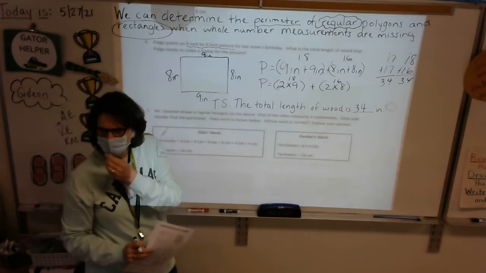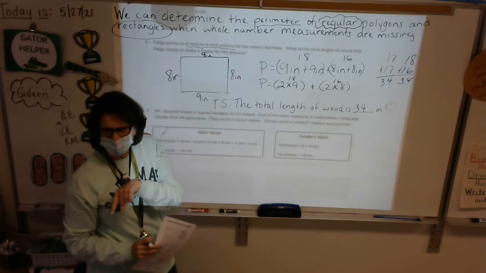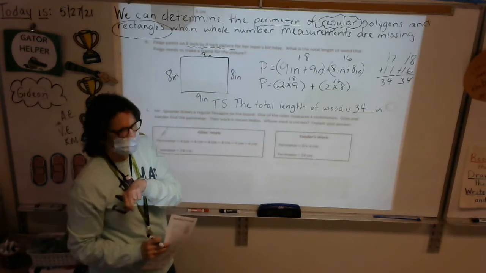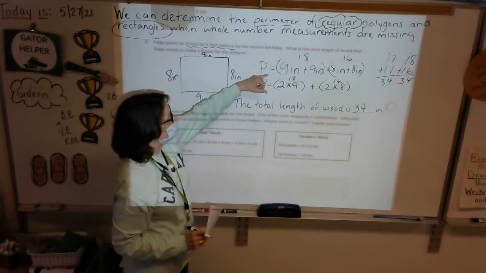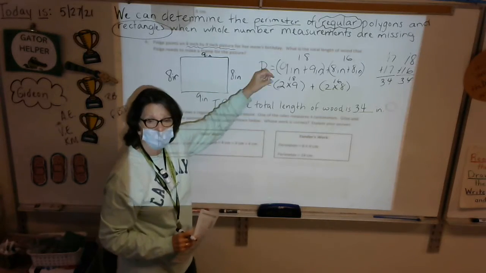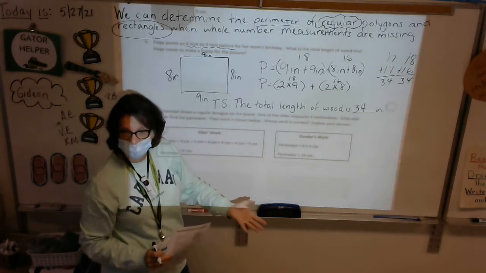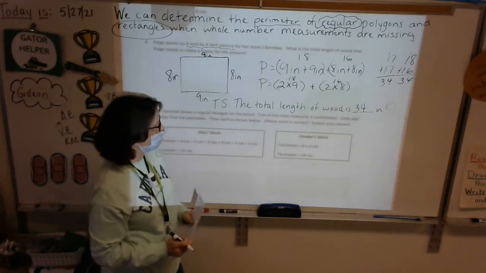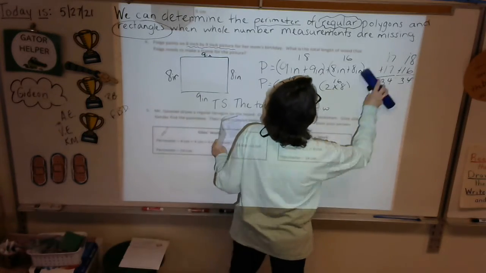How many people got 34 inches? Okay, Freya, do you understand why it's not multiplication, not 9 times 8? The easiest way really to do it is to add the sides, and then if you see that you can use multiplication after that, go ahead and do it. All right, let's look at the very last one.